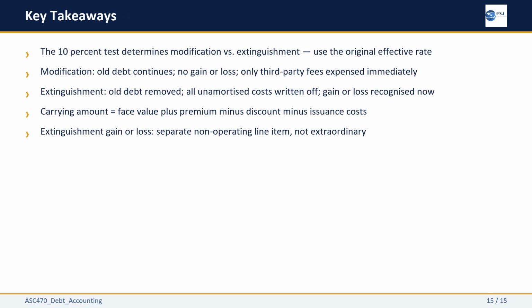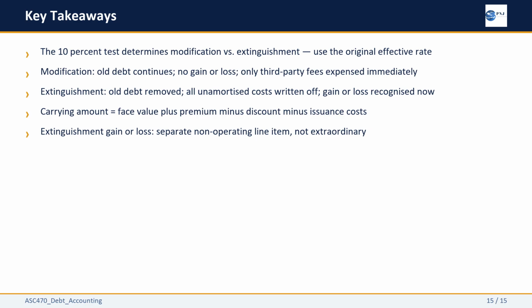Let us bring it all together. The 10% test under ASC 470-50 is the gatekeeper. It tells you whether a debt change is a modification or an extinguishment, and you must always use the original effective rate to run it. Modification is the quieter outcome. The old debt lives on, unamortized costs continue to amortize, and only third-party fees hit the income statement immediately.